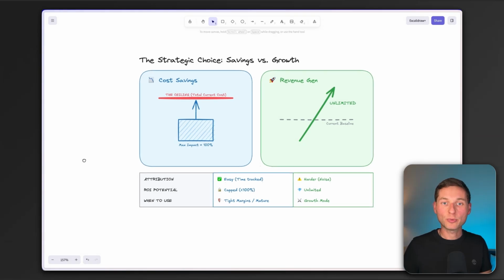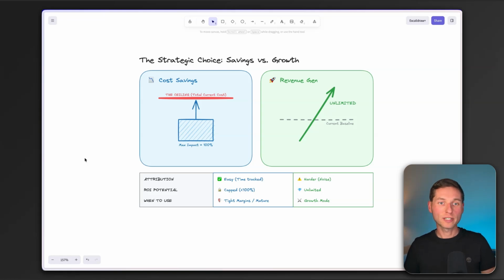And the choice between the two is basically strategic and depends on your use case. For the cost savings ROI, you obviously calculate the ROI based on the money that you save through automation and AI applications. So for example, when you want to automate processes that take a lot of manual time and you reduce the manual time down from 2 hours to 10 minutes, then you can calculate the ROI based on the money you invested relative to the time that you saved.